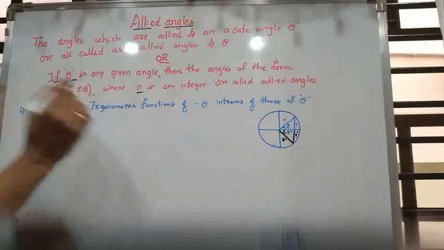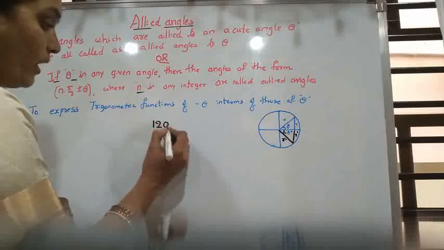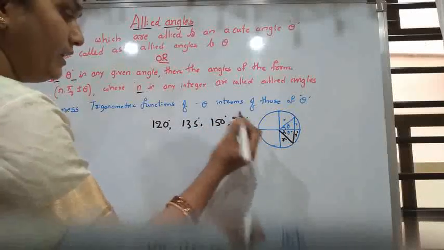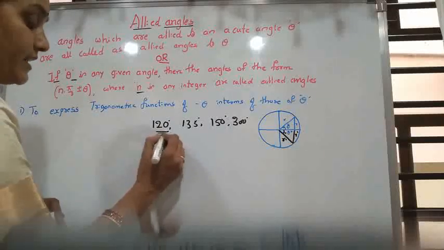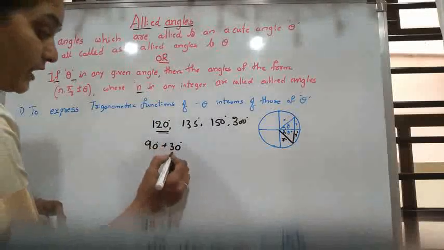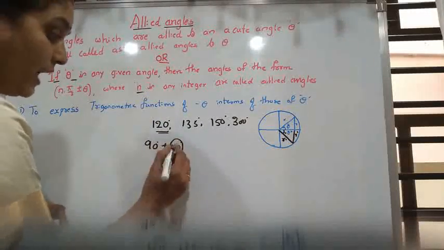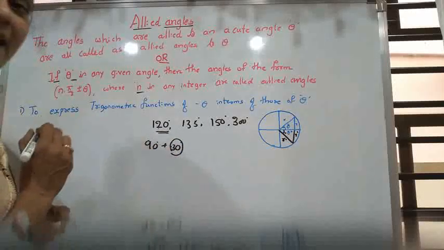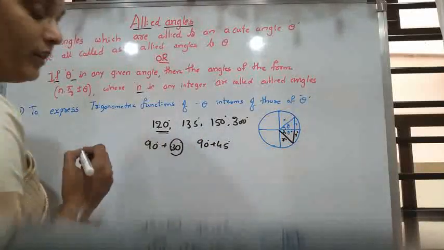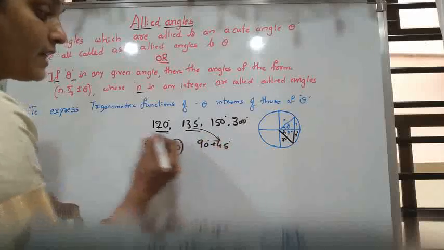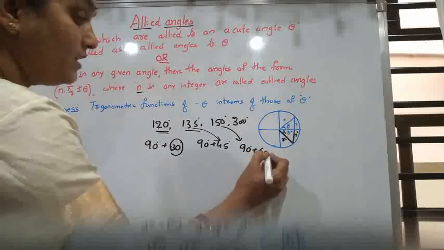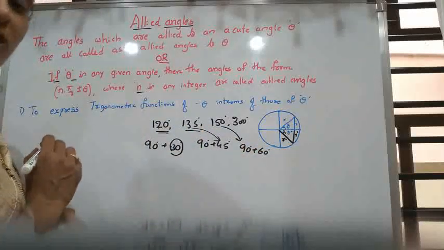So what is the meaning of this? Suppose I consider angles like 120 degree, 135 degree, 150 degree, then 300 degree, etc. I can write 120 degree as 90 degree plus 30 degree. So 30 degree is the acute angle, and 120 degree is an allied angle to 30. Okay, 135 I can write as 90 degree plus 45 degree. Here 135 degree is allied to the acute angle 45 degree. 150 is 90 degree plus 60 degree, so 150 degree is allied to 60 degree.